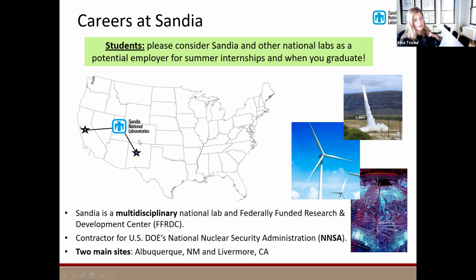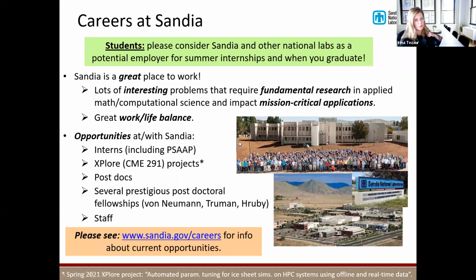We are a weapons lab, but we do a lot of research in climate as well, as I showed you today. It's really a great place to work. Lots of interesting problems requiring fundamental research in math and computational science, great work-life balance.